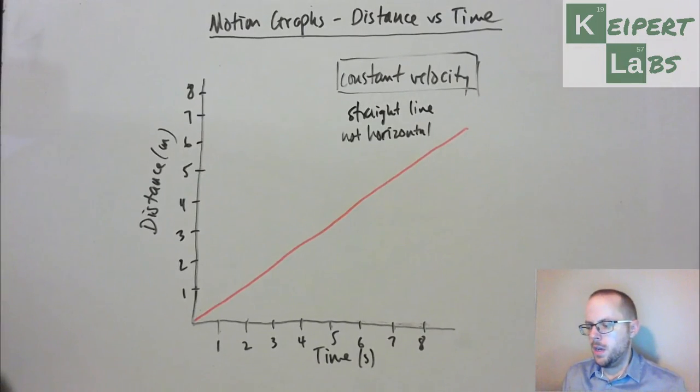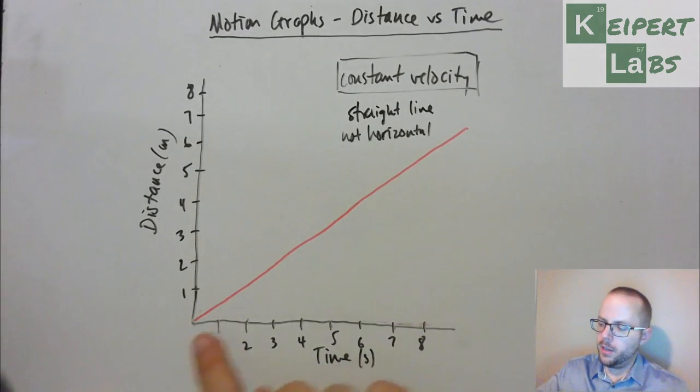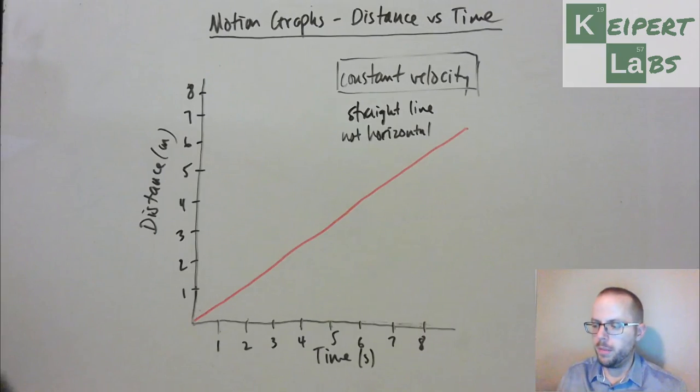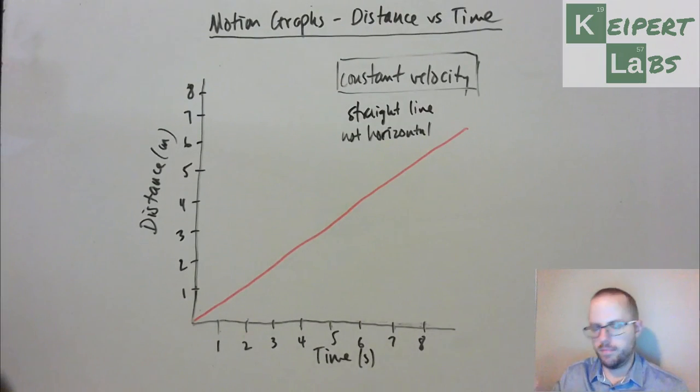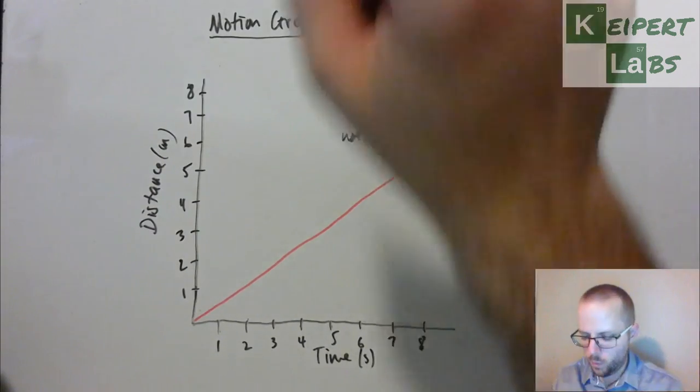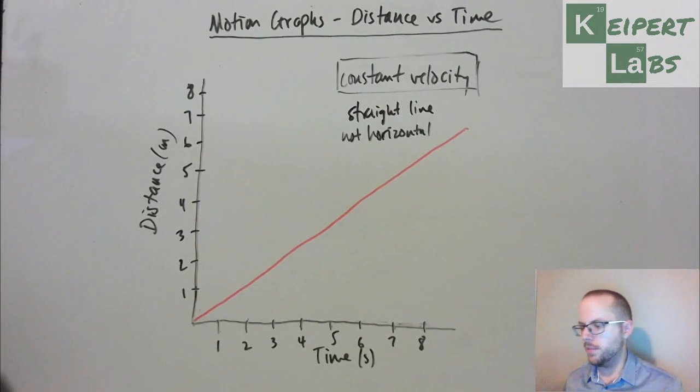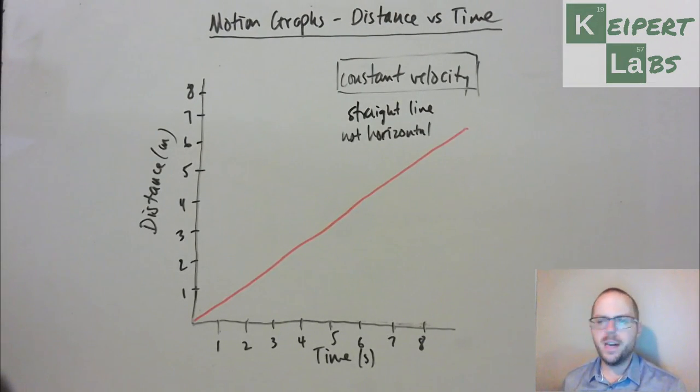We can look at that sort of line and say that's something that's going at constant velocity. For every second that it's traveling, there's a consistent change in its distance. Maybe it's going half a meter further for every second that it travels. But let's say we had another object that was moving at a constant velocity, but it was moving faster.